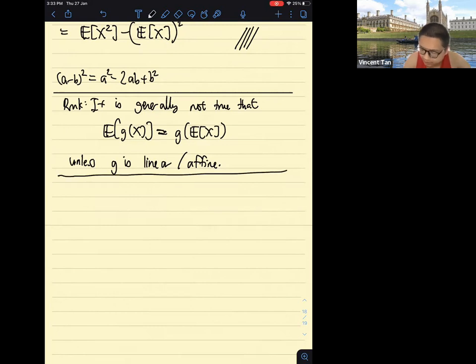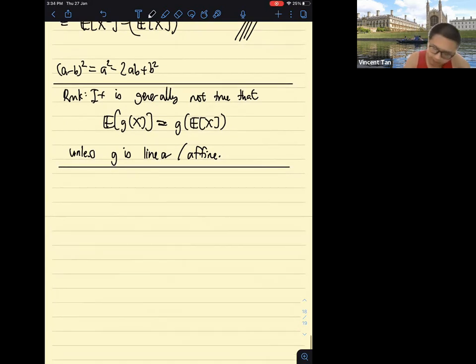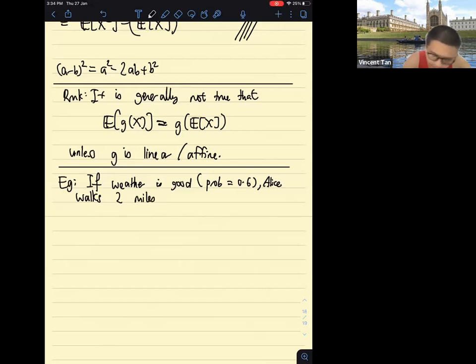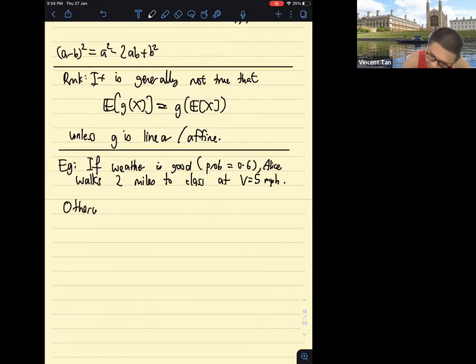So we're going to illustrate this using one final example that allows us to combine all our knowledge today, to compute a few expectations and variances. This is an example from the book. If the weather is good, which happens with probability 0.6, then Alice walks 2 miles to class at a speed of V equals 5 miles per hour. Otherwise, she bikes to class. The distance is the same, 2 miles, at V equals 30 miles per hour.